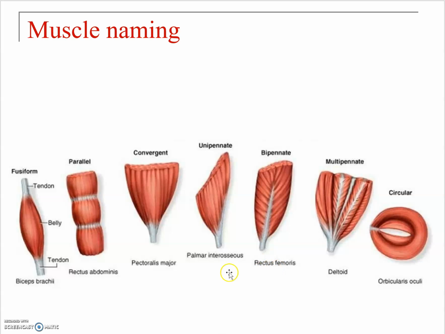Let's look at rectus femoris. Rectus femoris, you see parallel muscle fibers but arranged in a bipinnate manner on either side like a feather, right? So rectus means parallel muscle fibers. Femoris is the location of the muscle which is on the thigh. So this muscle is located on the femur.